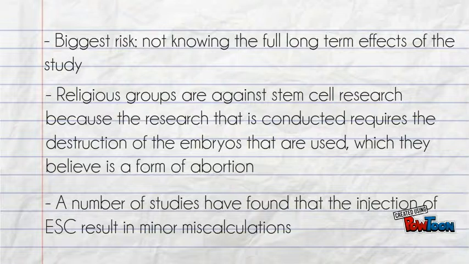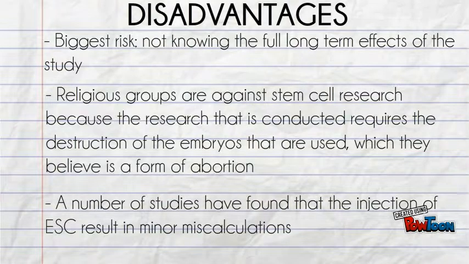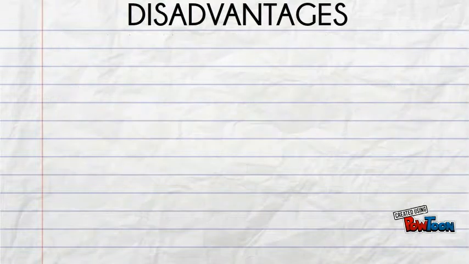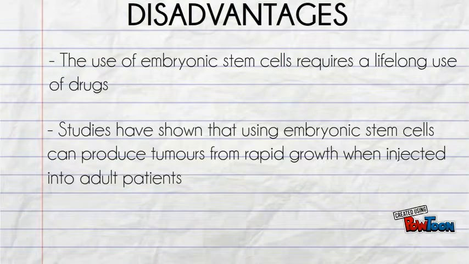A number of studies have found that the injection of embryonic stem cells results in minor miscalculations, resulting in the growth of teeth, bones, or hair in places that were not intended. The use of embryonic stem cells requires lifelong use of drugs, and studies have shown that using embryonic stem cells can produce tumours from rapid growth when injected into adult patients.